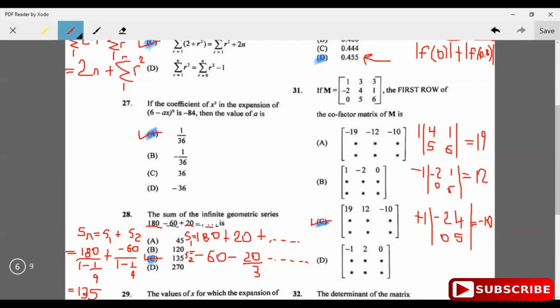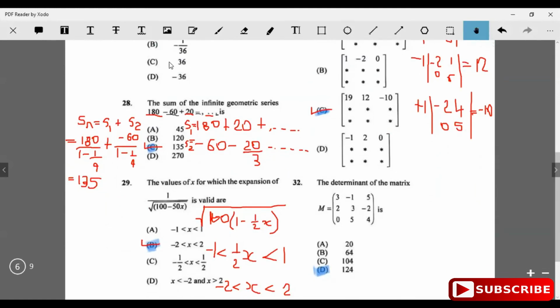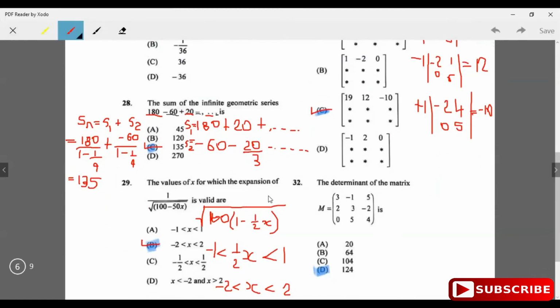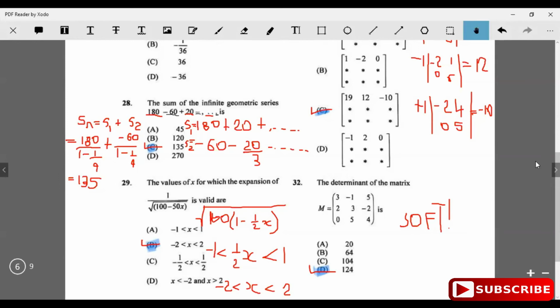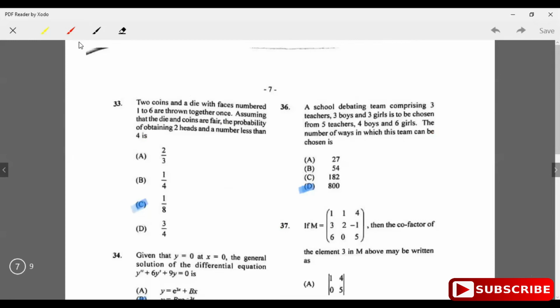That's question 31. Question 32, we do this every week. Find the determinant of this 3 by 3. This is an every week question. Every week determinant question. Here's another every week question.